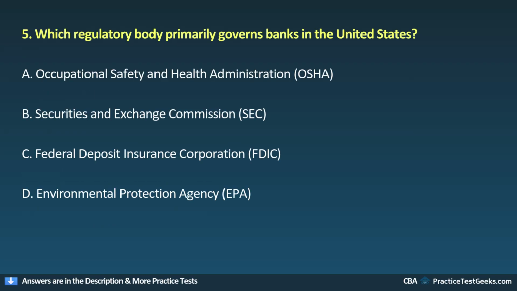5. Which regulatory body primarily governs banks in the United States? A. Occupational Safety and Health Administration, OSHA. B. Securities and Exchange Commission, SEC. C. Federal Deposit Insurance Corporation, FDIC. D. Environmental Protection Agency, EPA.